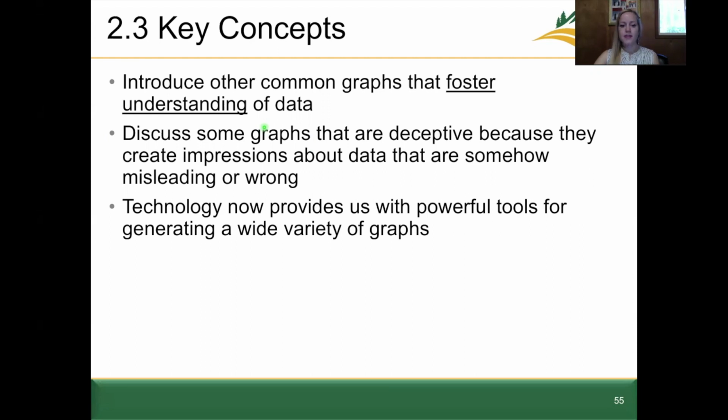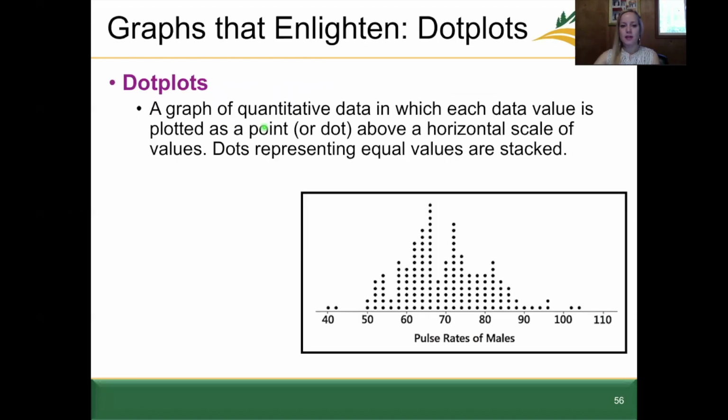And Excel is just one example of technology that provides us with powerful tools for generating a wide variety of graphs. For statistics, there's also some really specialized programs where you can make some really neat looking graphs. For those of you interested, Prism is one example of a really nice program that allows you to create graphs and figures. All right, now let's talk about graphs that enlighten.